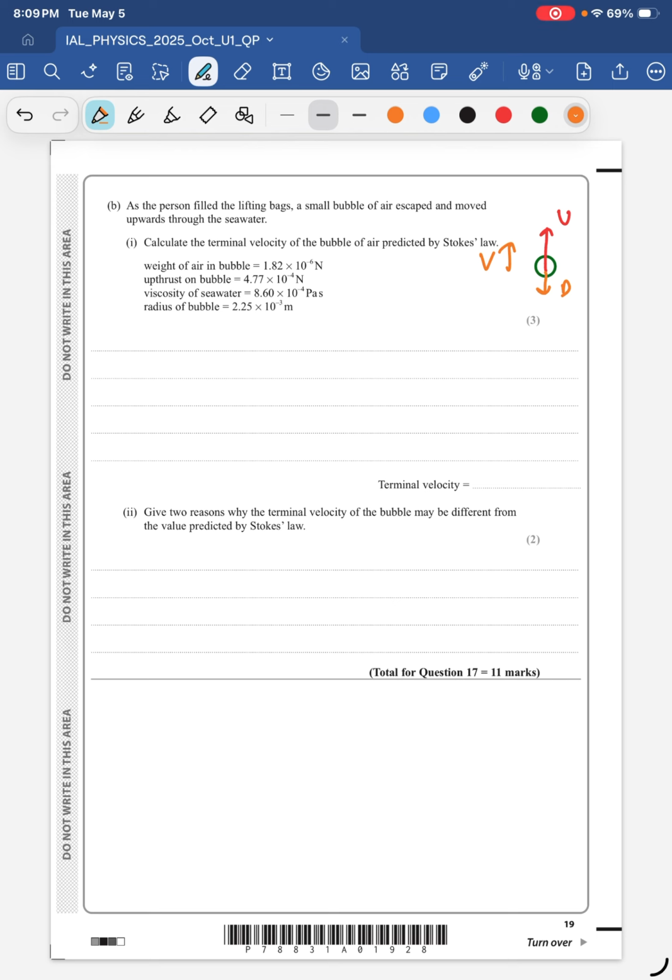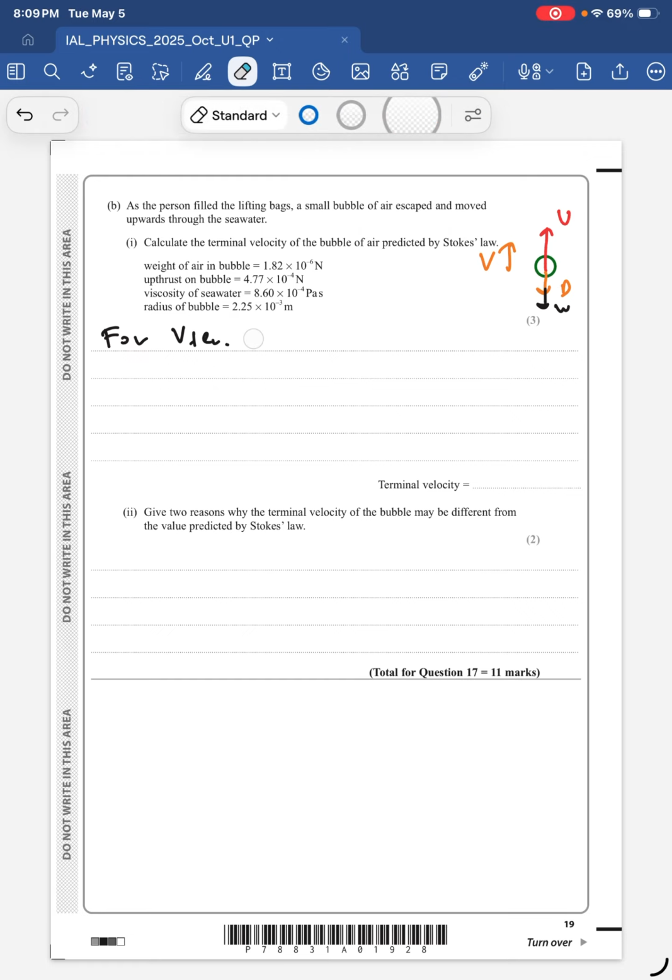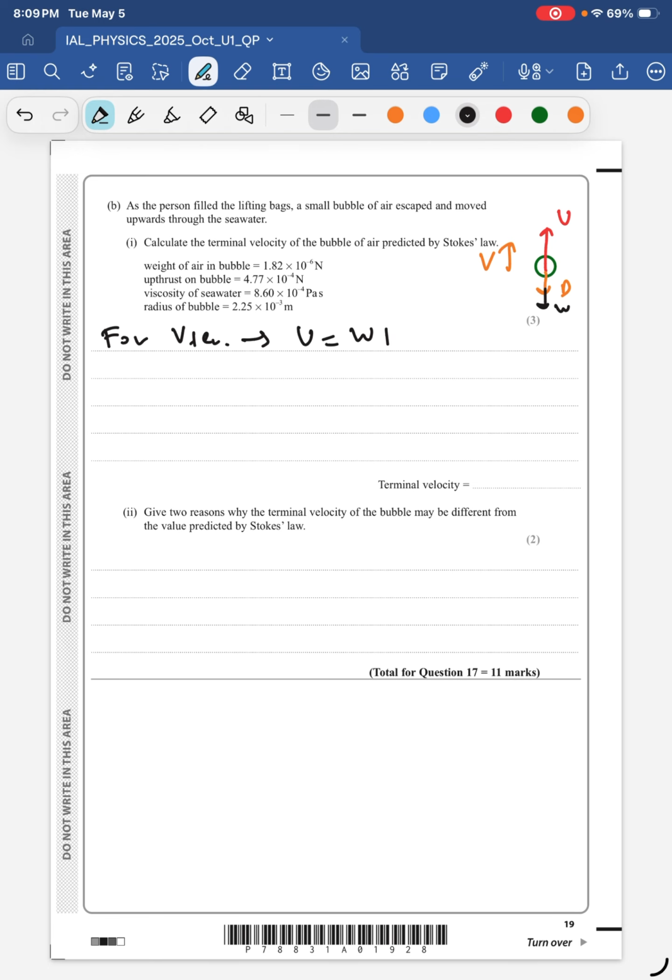The drag is always in the opposite direction of the velocity. Okay, and of course you have the weight of the bubble. So for terminal velocity, V terminal, let me draw an arrow. We need the upthrust to be equal to the weight plus the drag force. So the drag force is going to be equal to the upthrust minus the weight.